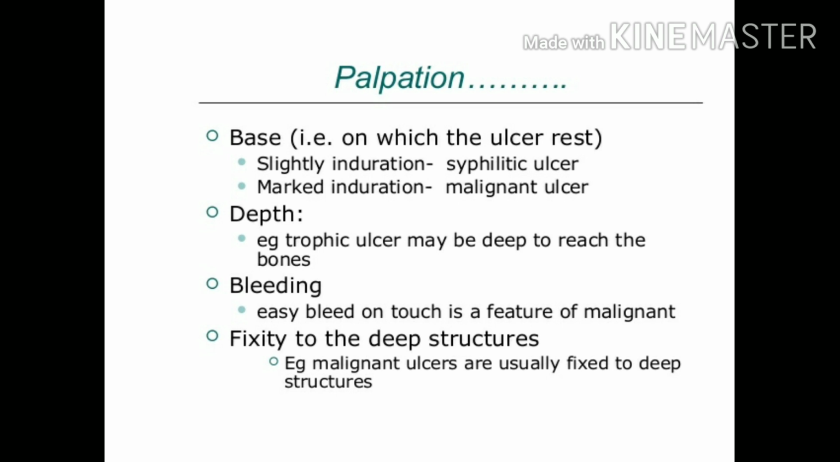Now in palpation, the base is the area over which the ulcer rests. If there is slight induration, it will be a syphilitic type of ulcer. Marked induration will be seen in cases of malignant ulcer. Depth should also be examined. For example, trophic ulcers may be so deep that they reach the bone. Bleeding is a very typical sign of malignant ulcer. And fixity to the deeper structures is also a sign of malignant ulcer.